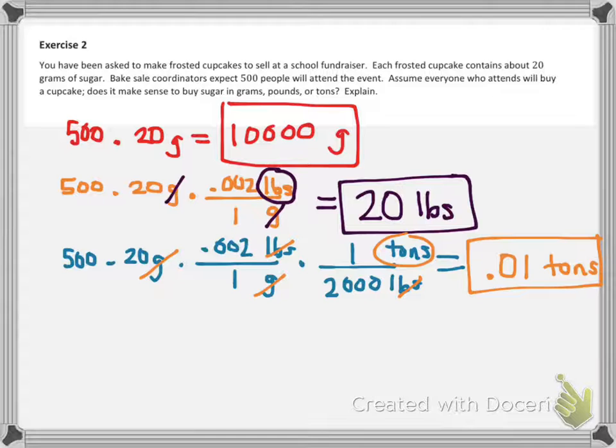Okay, and there's our 3 options. If you're buying sugar, would you rather buy it in grams? Let's say, go to the store and say I need 10,000 grams of sugar, or 20 pounds of sugar, or I need 1/100th of a ton. Well, I think probably 20 pounds would be the easiest since it's sold in pounds usually. So there we go. There's exercise number 2.